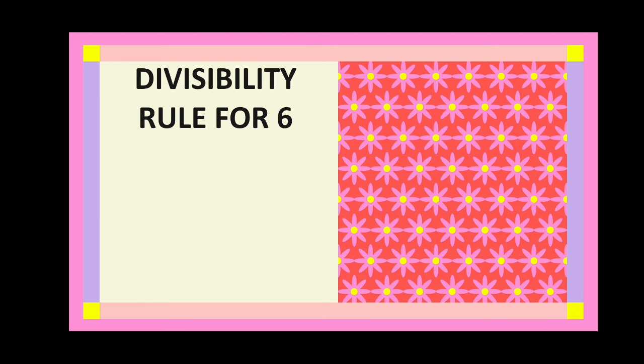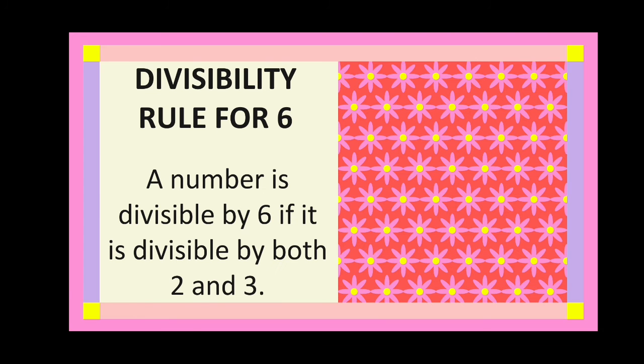Now let's discuss the divisibility rule for 6. A number is divisible by 6 if it is divisible by both 2 and 3. So bakit kaya 2 and 3? It's because 2 and 3 are factors of 6. Kasi diba, 2 times 3 equals 6. This time, we need to check two divisibility rules.